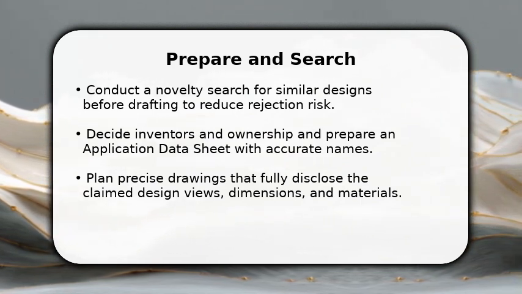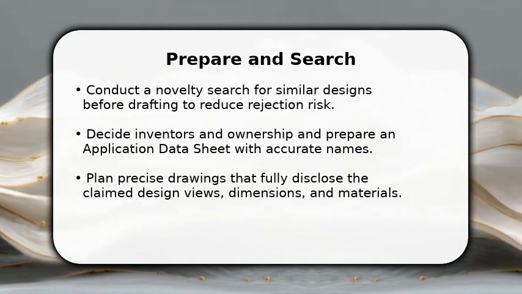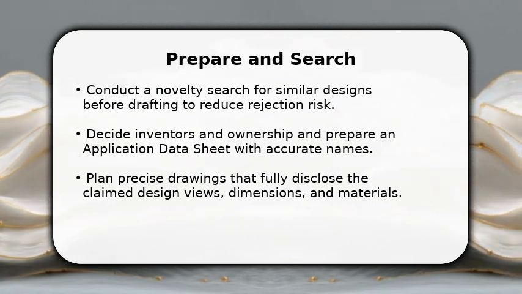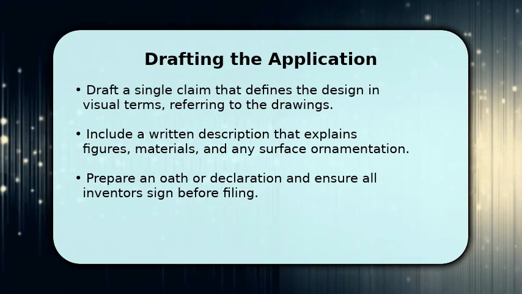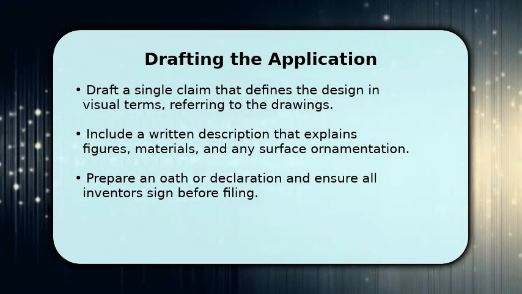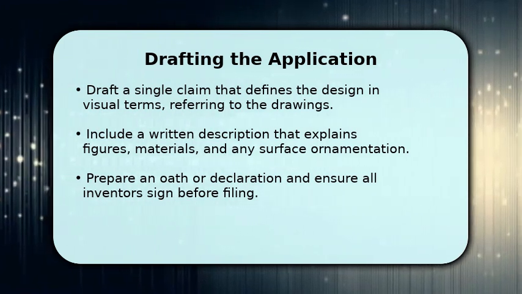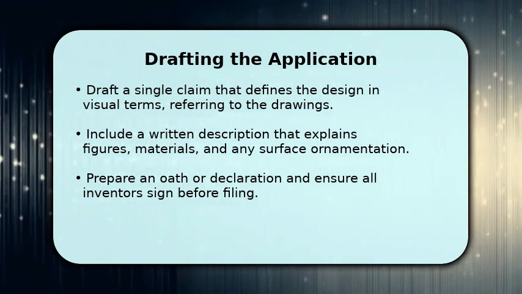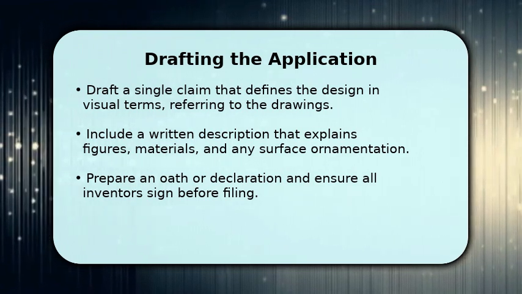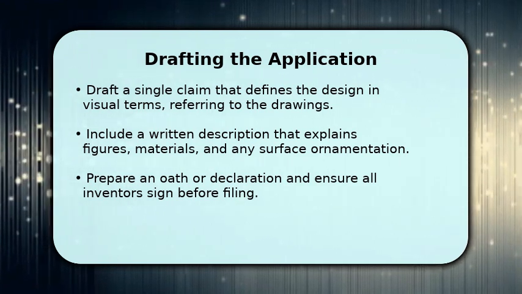Include all views, dimensions, shading, and materials, show scale or 1:1 ratio when useful, and note any broken lines for unclaimed subject matter. Draft the application with a single claim. Ordinary, defined by the visual appearance shown in the drawings. Write the claim to point to specific figures and views. Include a brief written description that identifies each figure, the article of manufacture, materials when relevant, and any surface ornamentation or texture that affects appearance.